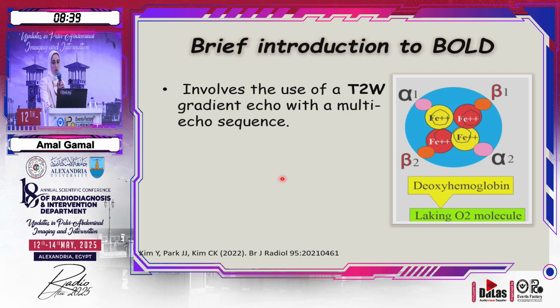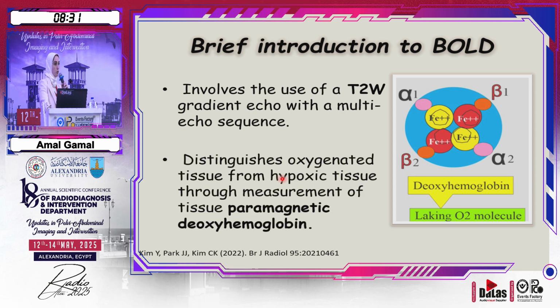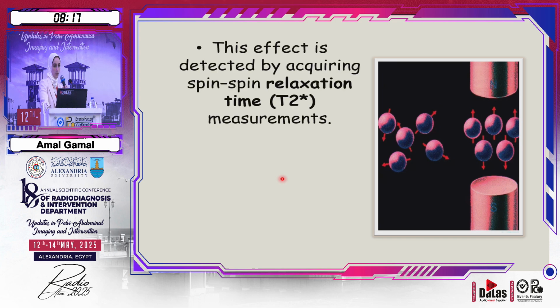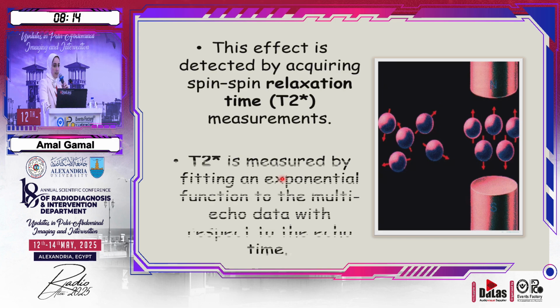BOLD is a promising functional MRI technique that might offer some information on hypoxia in a non-invasive manner. It involves the use of a T2 gradient echo with multi-echo sequence. It distinguishes oxygenated from hypoxic tissue through measurement of tissue paramagnetic deoxyhemoglobin. This effect is detected by acquiring spin-spin relaxation T2 star measurements. The T2 star is measured by fitting an exponential function to the multi-echo data with respect to the echo time.